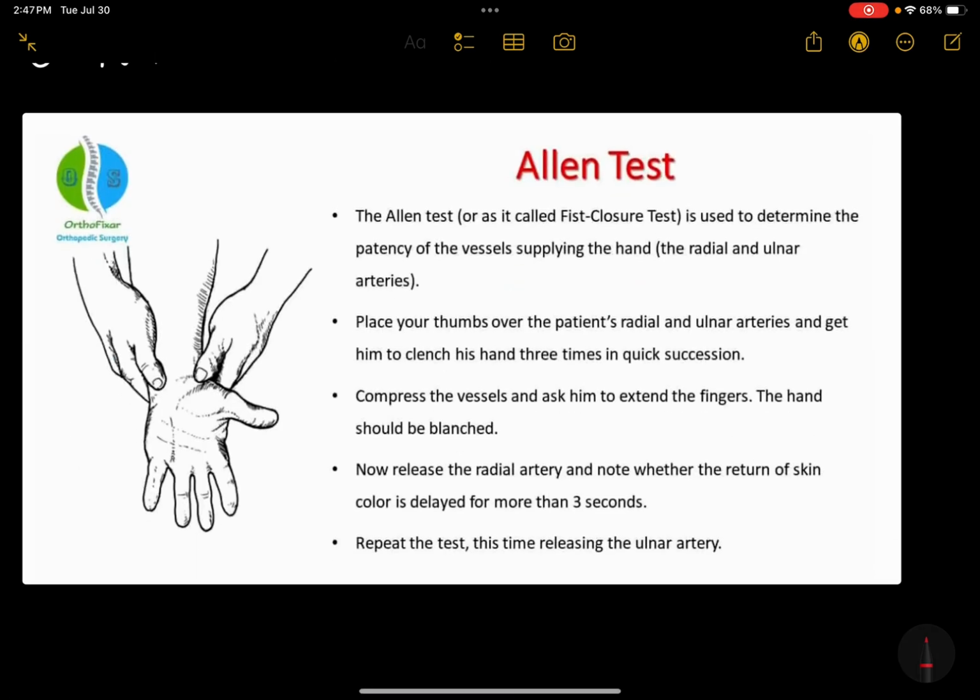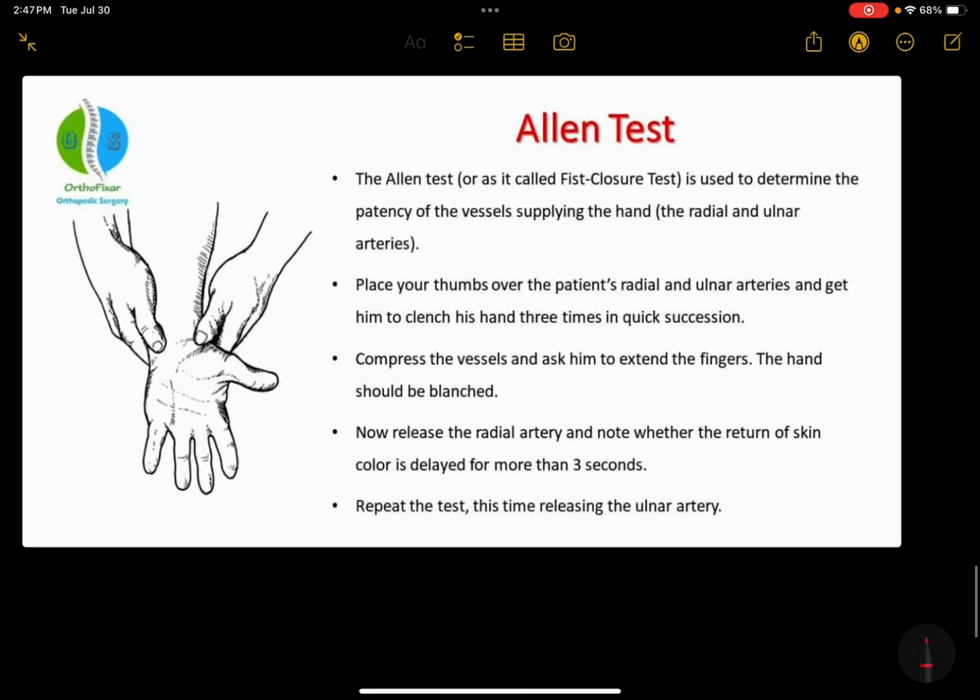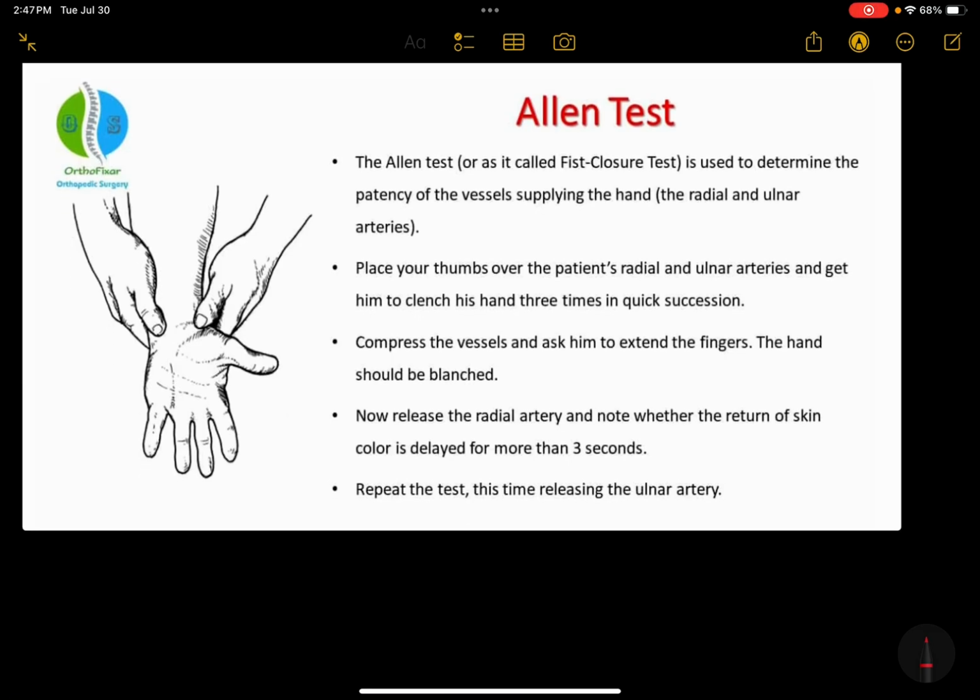So place your thumb over the patient's radial and ulnar arteries and get him to clench his hand 3 times in quick succession. So compress the vessels and ask him to extend the fingers. The hand should be clenched. Now release the radial artery and note whether the return of skin color is delayed for more than 3 seconds. So repeat the test, this time releasing the ulnar artery.